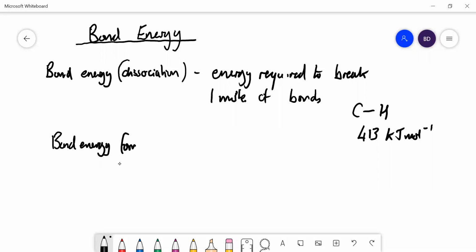Which is the opposite of dissociation, and that would be exothermic. So yeah, it's really important to remember that forming bonds is exothermic and breaking bonds is endothermic.